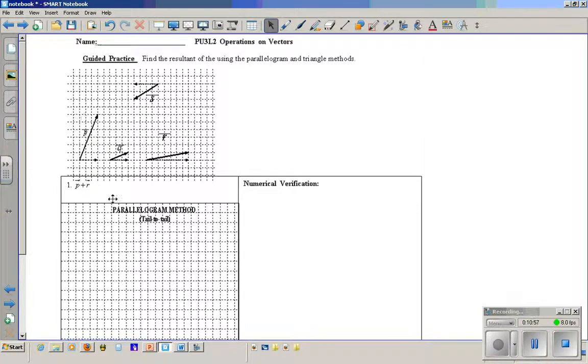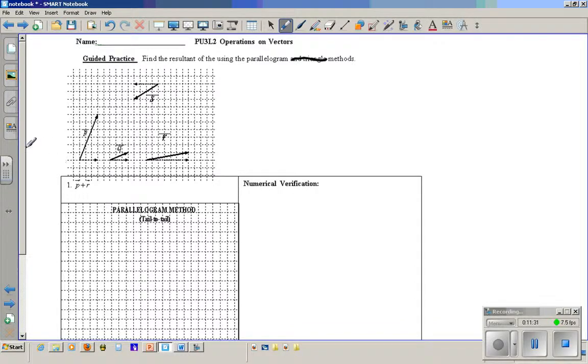let's try number one. Number one says to find resultant vectors using the parallelogram method. We're just going to use the parallelogram method today. We don't have to bother with the triangle method. The parallelogram method is also known as the tail-to-tail method. So we're going to put the tails of two vectors together and see if we can find the resultant, or the sum, by using the parallelogram method.